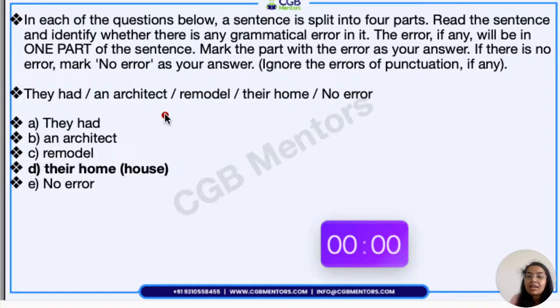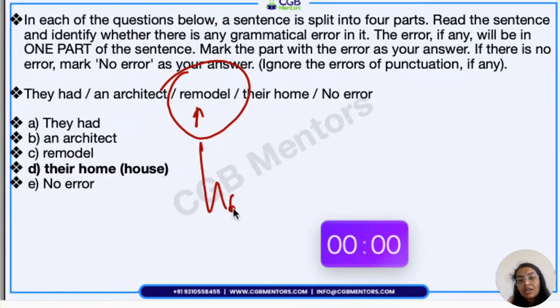They had an architect remodel their house. Such a small sentence, no? But then home is part of the part where you have the family, it's more about not the building but about people living together. But remodel agar hoga, remodel is the literal thing that is happening to the structure, and if I'm talking about the structure, house is the right word.